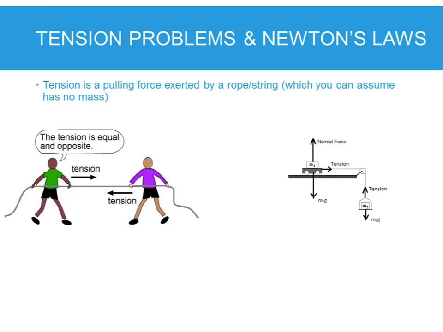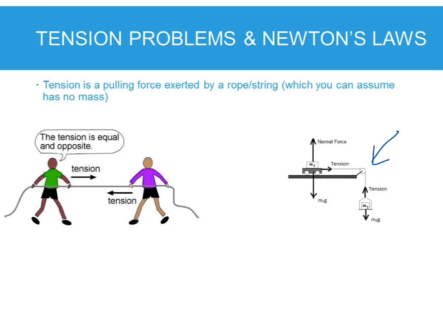So let's just review that a tension is a pulling force exerted by a rope or a string. And we're going to make some assumptions here. We're going to assume that all ropes have no mass, so we don't have to incorporate those. And this second picture is showing us a pulley. We're going to assume that pulleys are frictionless and again are connected with a rope.